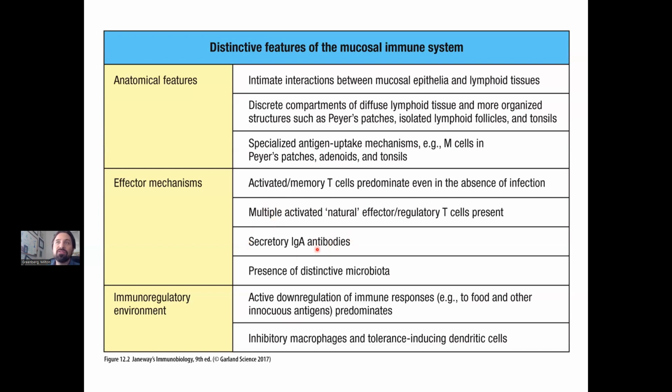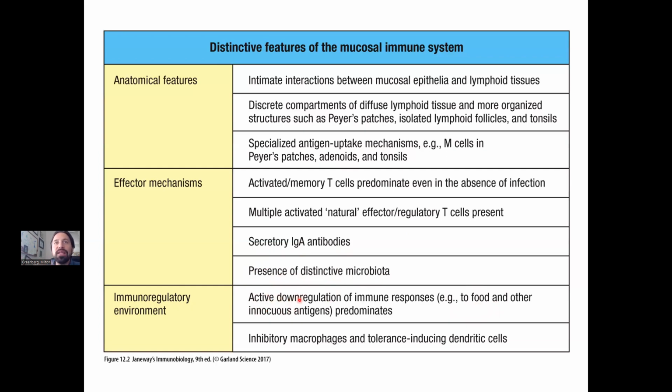We have antibodies, secretory IgA antibodies, that are very effective at dissolving in these mucosal tissues. And we have distinctive microbiota, and these microbiota, again, can help prevent the colonization of pathogens. We have an immunoregulatory environment. What this means is that we predominantly down-regulate these pro-inflammatory immune responses. So we're not going to have immune responses to food or other innocuous antigens.